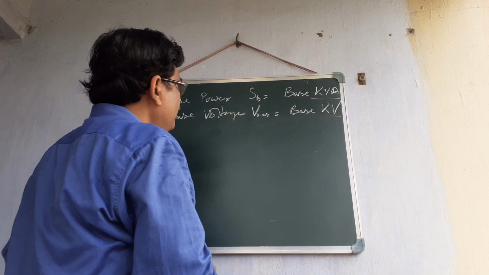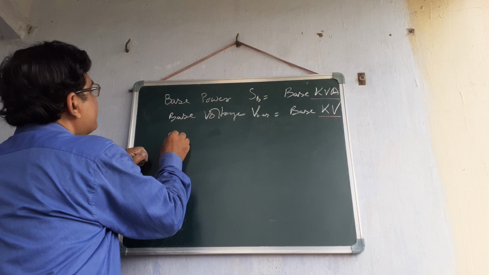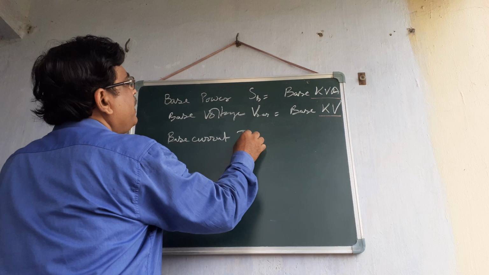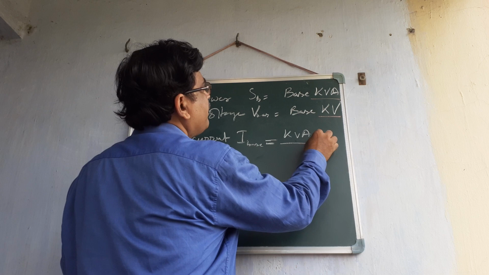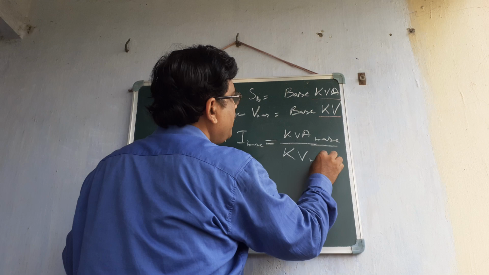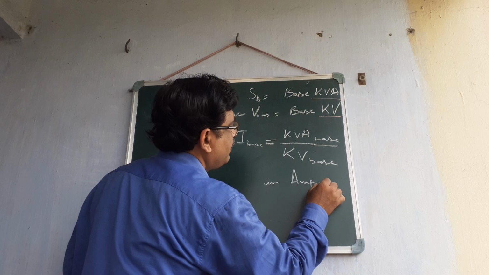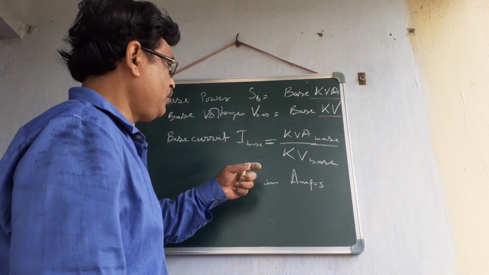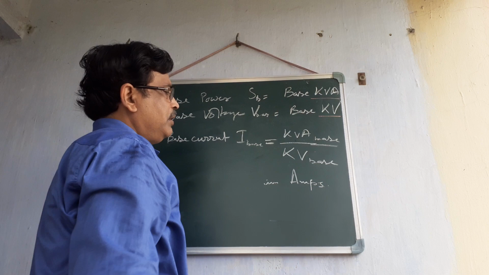And then the other two things. The first is base current, that means I base is equal to base KVA by base KV. The I base unit will be in amps. Because it is in KVA and in KV, the kilo will cancel, and ampere will remain. So I base is in ampere.